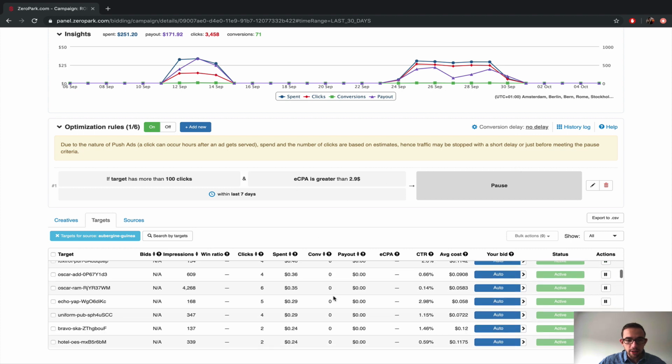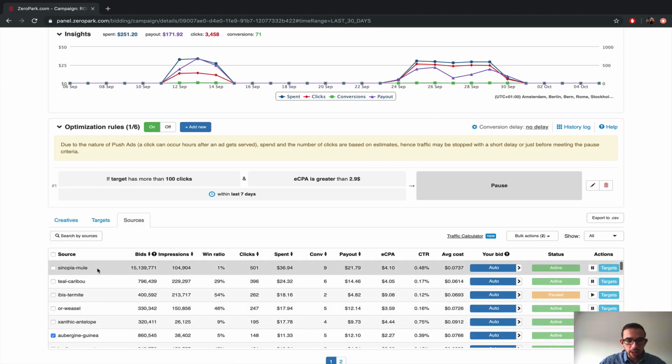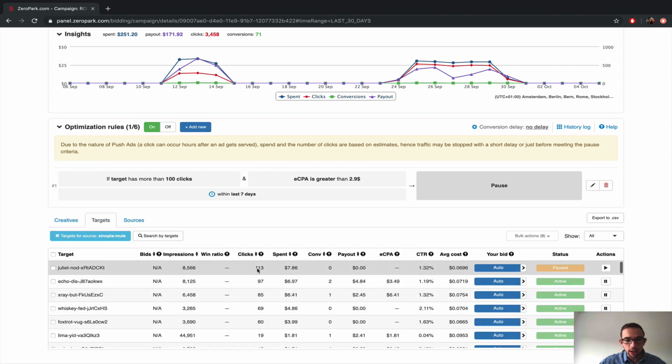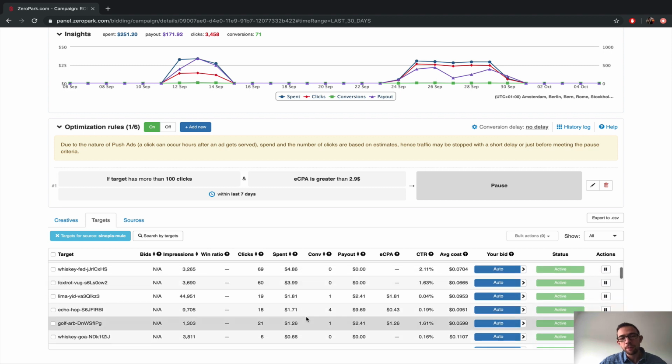In that sense, you won't have the situation where you go to the biggest traffic source, and you look at the targets, and all of a sudden you see like 113 clicks, no conversions. This one would be filtered out. All of these top consumers, when you look at the total cost, would be gone. And that's what you want.